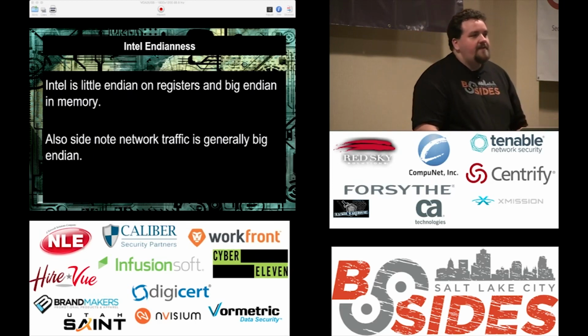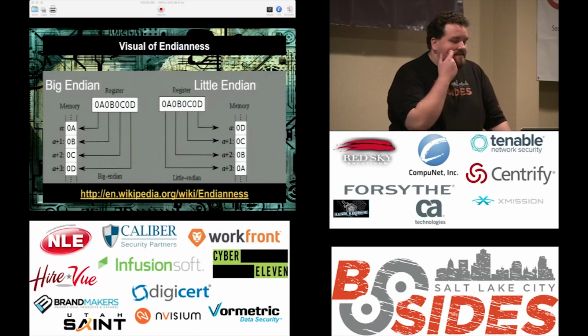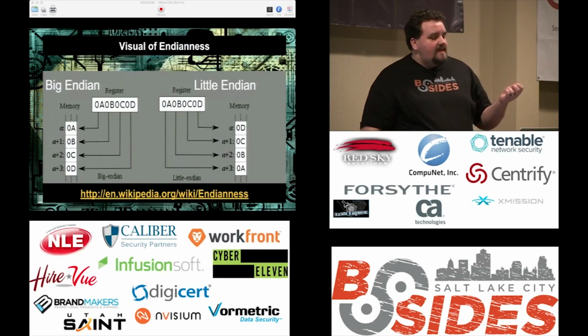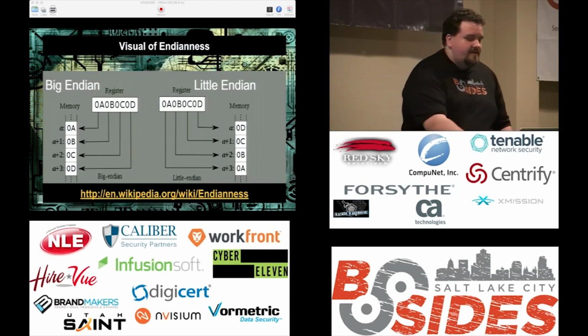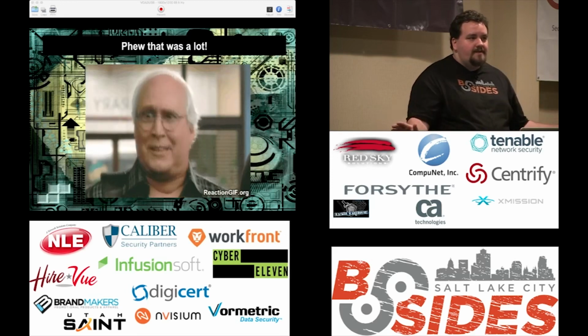Yeah, so another confusing thing is that in Intel, it's little Endian on registers, big Endian in memory. So when you're reading memory, it's in big Endian. When it's actually being used in registers, it's little Endian. This is just a visualization. And the most confusing thing is that it's not reversing the bits exactly, it's reversing the bytes. So 0A, being hex and 1 byte, isn't reversed, but the order of 0A and 0B is reversed, as you can see here. All right, we got through all the boring stuff.